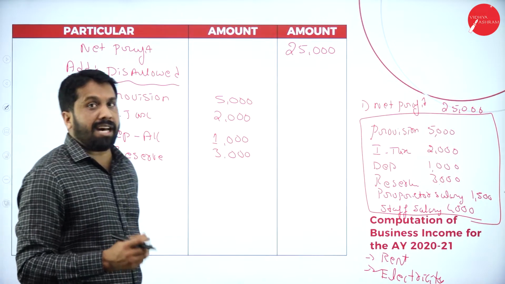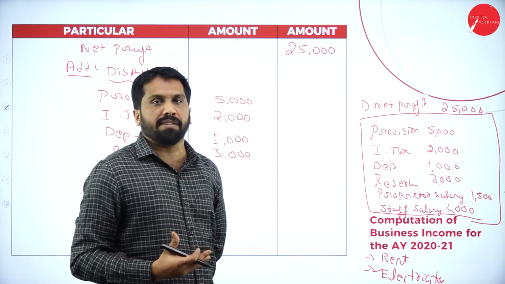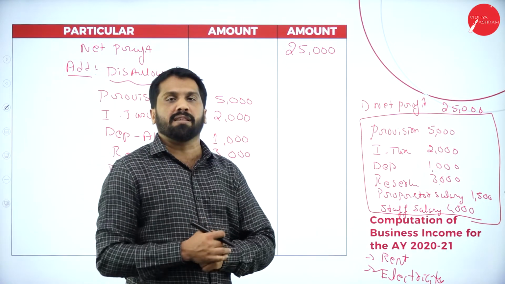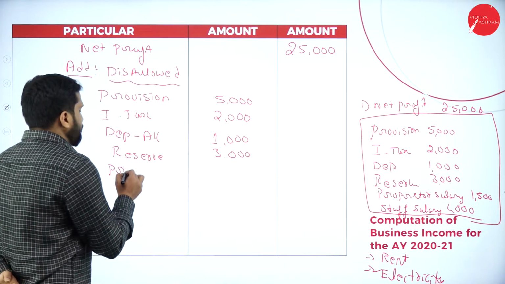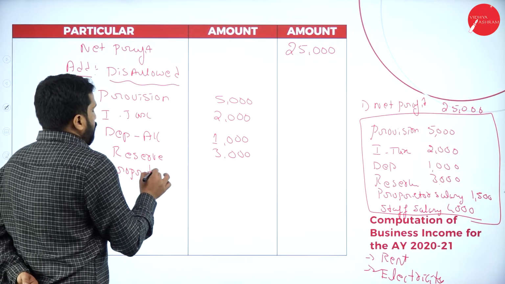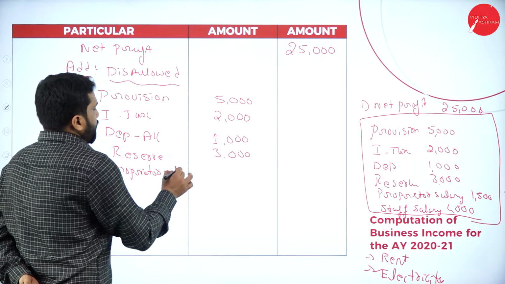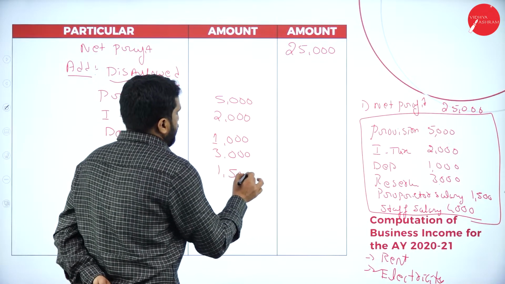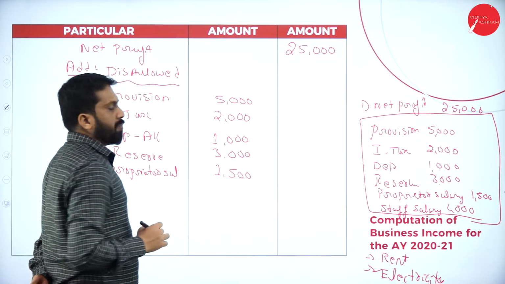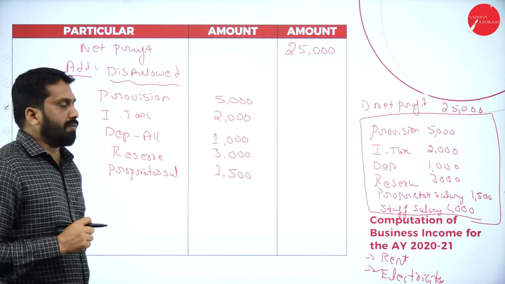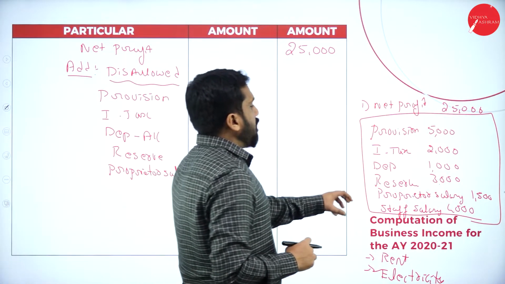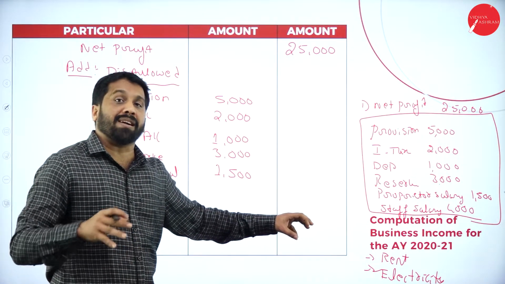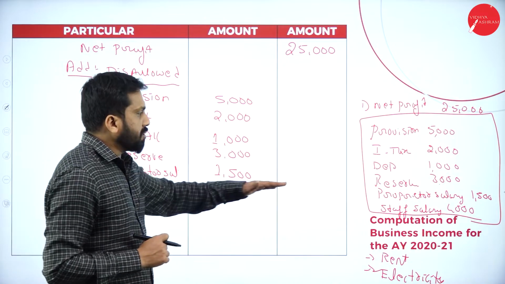Remember, if you are giving salary to the workers, it is part of your business. If the proprietor himself takes salary, it is his personal. So, proprietor salary, how much is it? 1,500. Hope you are clear. Your proprietor salary is 1,500. Now, staff salary, it is 4,000. See, staff salary is what? Part of your business. We are not supposed to consider that.